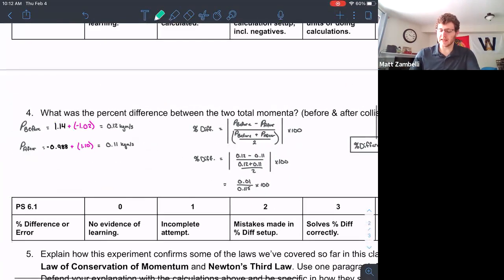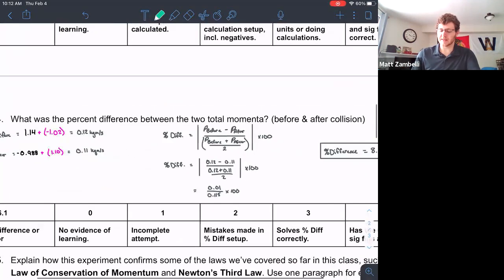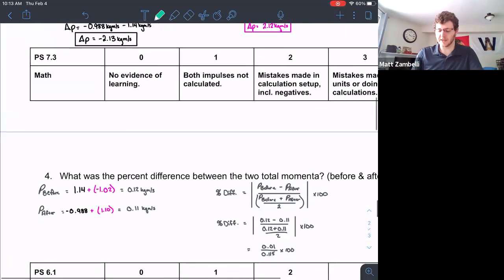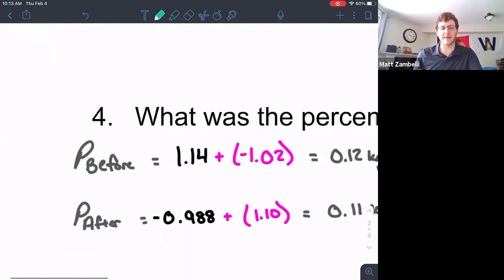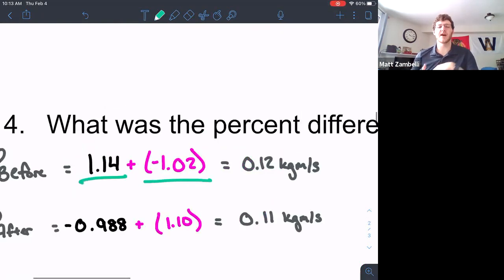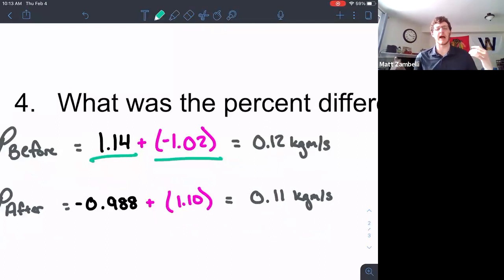Question number 4, percent difference. It says, what is the percent difference between the two total momenta? So the momentum before the collision and the total momentum after the collision. I took my black truck's momentum before the collision and added to it the before momentum of the pink convertible, and found that the total momentum before was 0.12 kilogram meters per second. I did the same thing with my after and found that my total after was 0.11 kilogram meters per second.